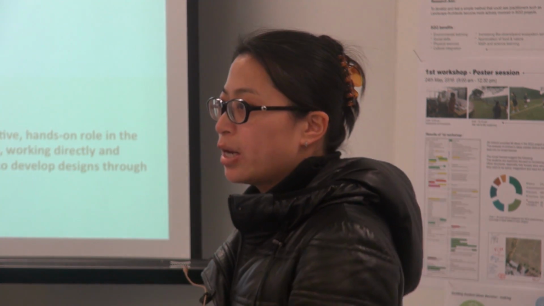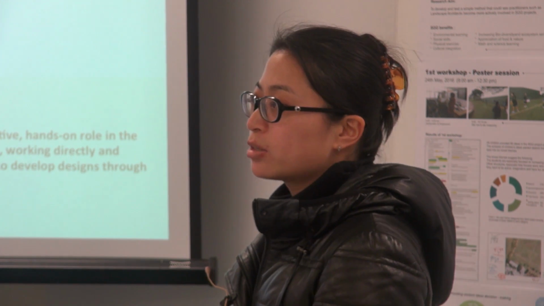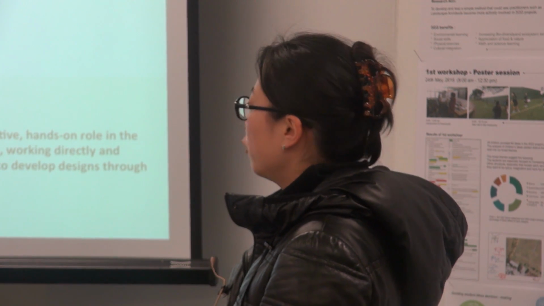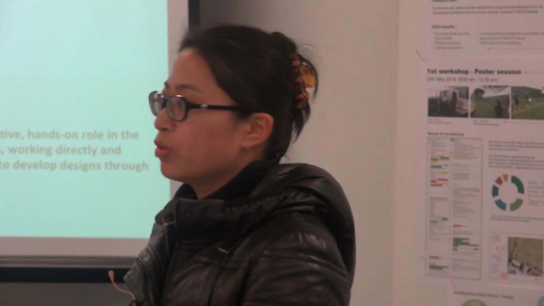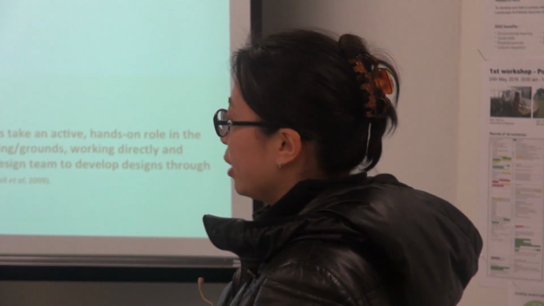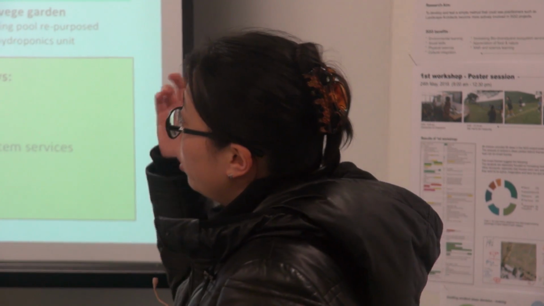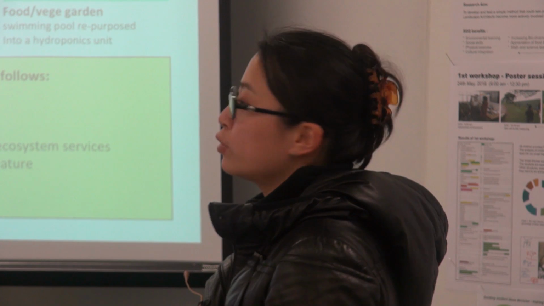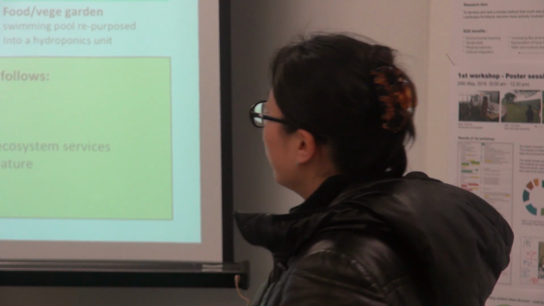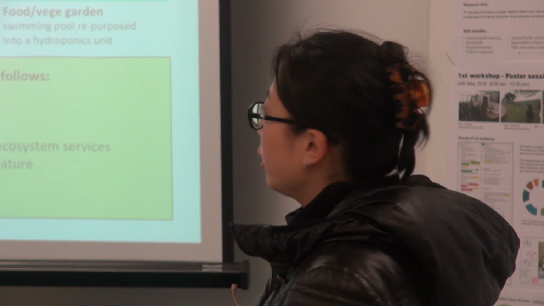The co-design process means the designer takes a hands-on role in the school grounds and works in a collaborative way to develop the design through a model. Another definition is, what is school ground greening? It's an improvement of school grounds through the development of gardens and outdoor learning opportunities.